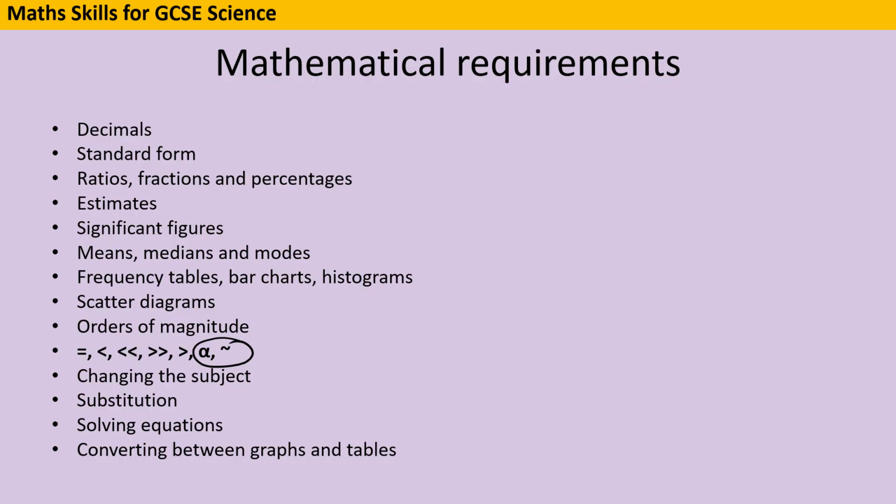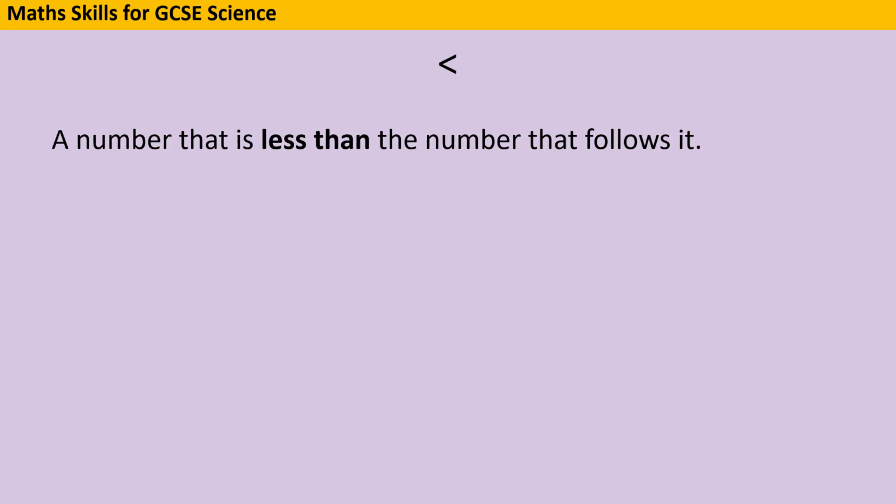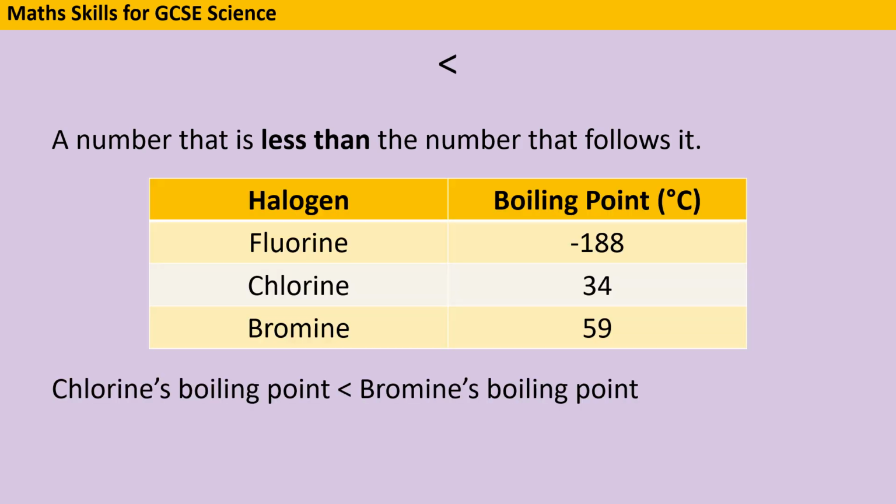You've been using the equal sign since forever, but just to be clear, an equal sign shows us that numbers are the same size as each other. This inequality symbol tells us that a number is less than the number that follows it. So for instance, if we looked at the boiling points of the halogens, we could say that chlorine's boiling point is less than bromine's boiling point.